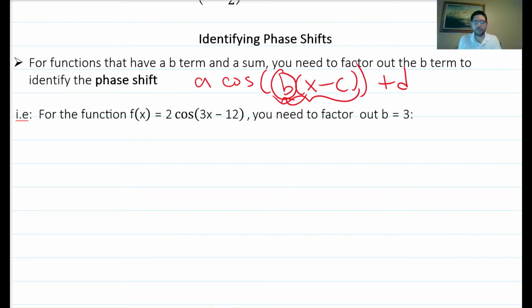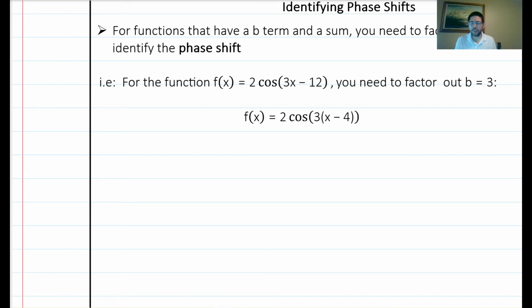So, for example, let's say we have the function 2 cosine of 3x minus 12. Well, in this case, this is the b term right here. You've got to pull that out. So we're going to pull the 3 out. So if we pull the 3 out, now this 3 is pulled out, right?